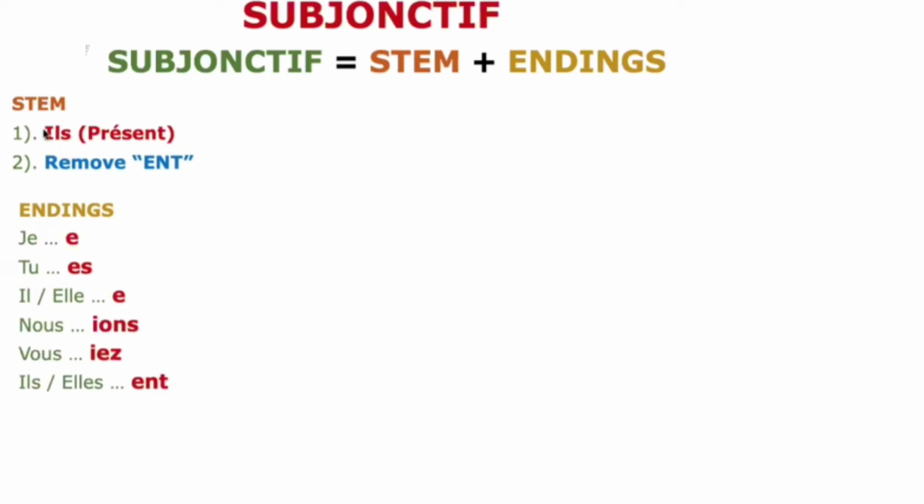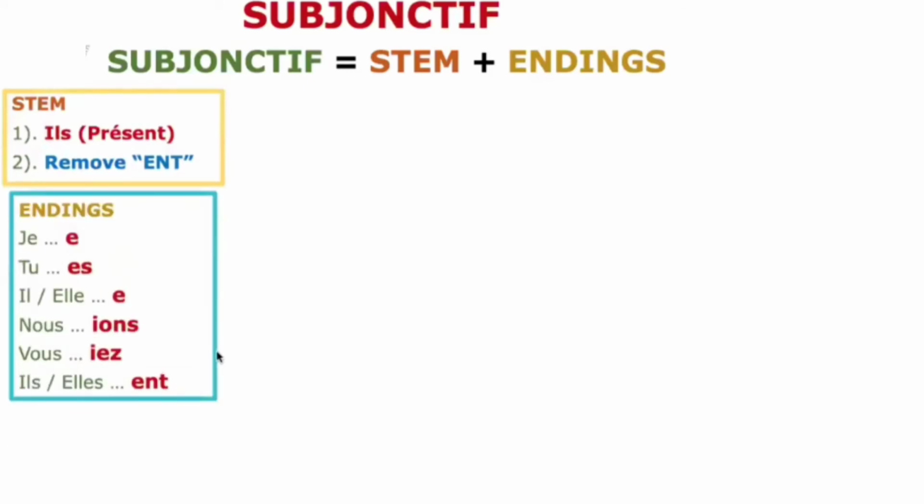Subjunctive tense, what is the rule? We must go to the ILS form of the present tense and remove ENT, you will get the stem. Afterwards the endings: je, e; tu, es; il or elle, e; nous, ions; vous, iez; ils, elles, ent. So that is how to get the subjunctive stem and what the endings are. See some examples here of why we are using the subjunctive tense.